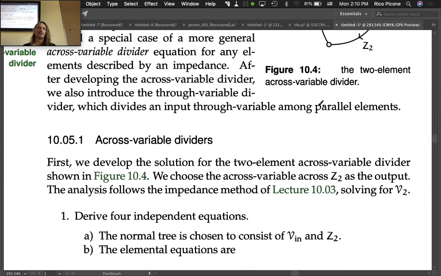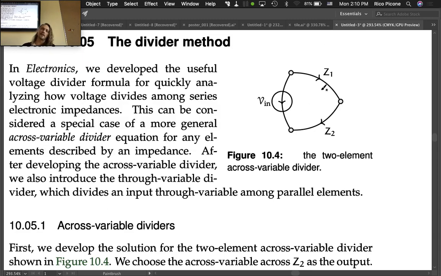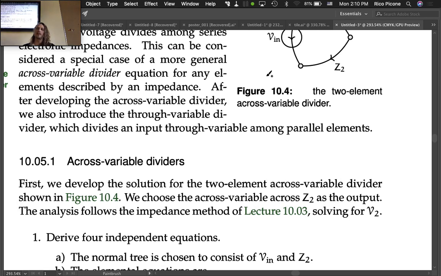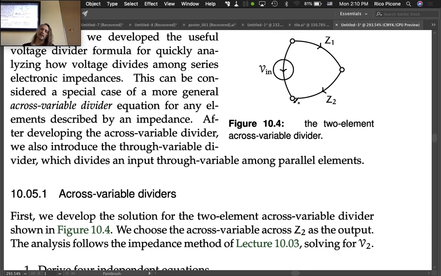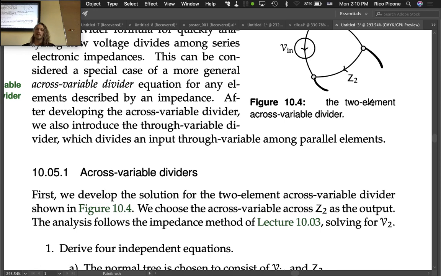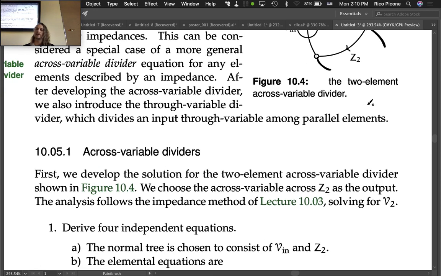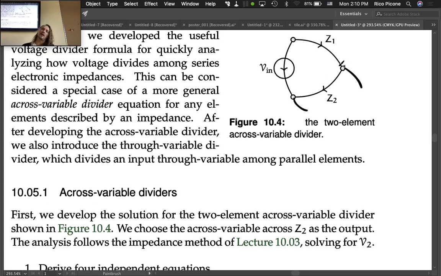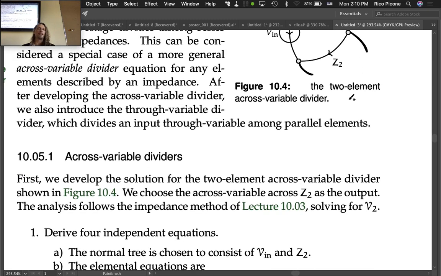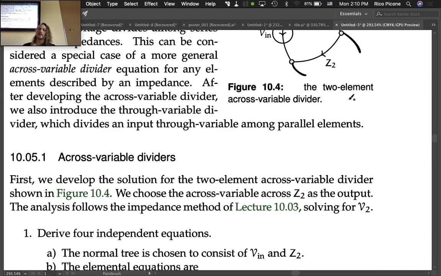Okay. Across variable dividers. First, we developed a solution for the two-element across variable divider, shown in Figure 10.4. So this is our figure. We choose the across variable across Z2 as the output. These are the output nodes, so the across variable across Z2. The analysis follows the impedance method of lecture 10.3 and solving for V2, which is our chosen output. So first we derive four independent equations.